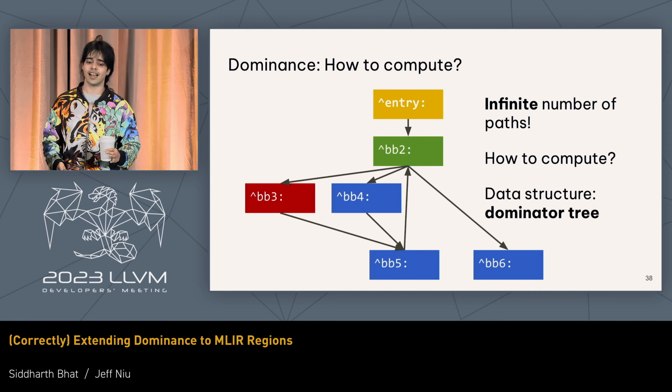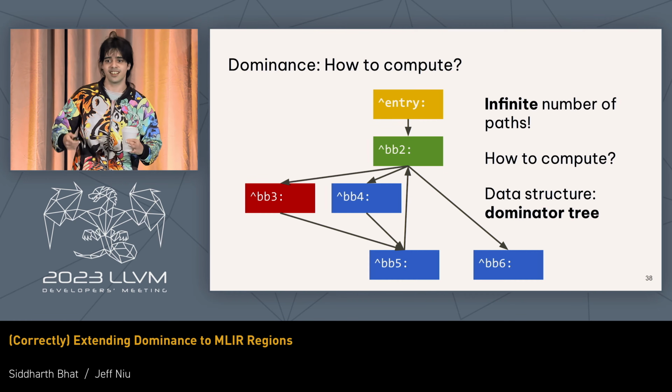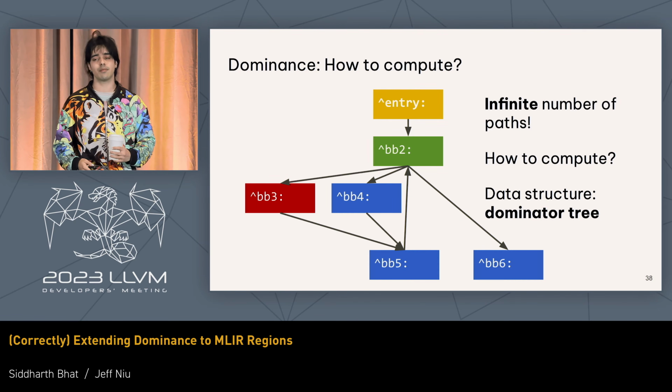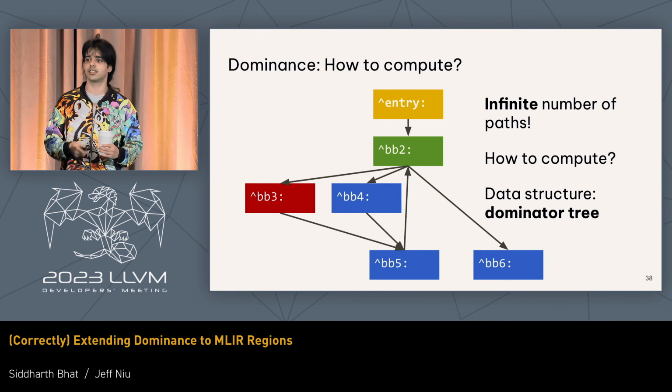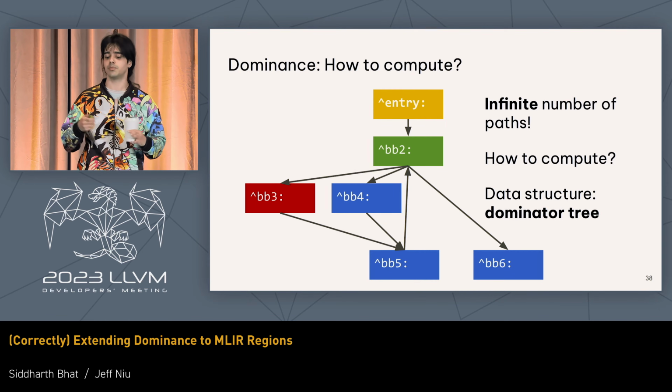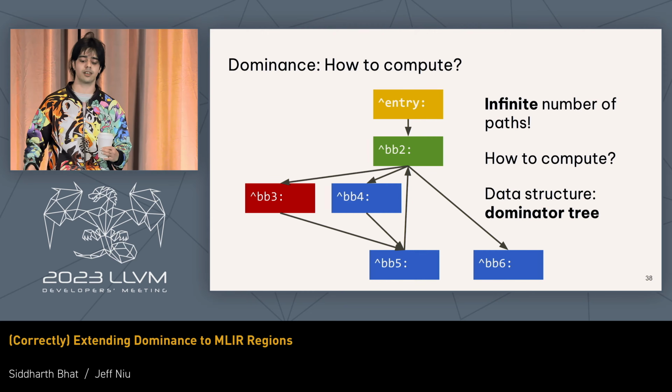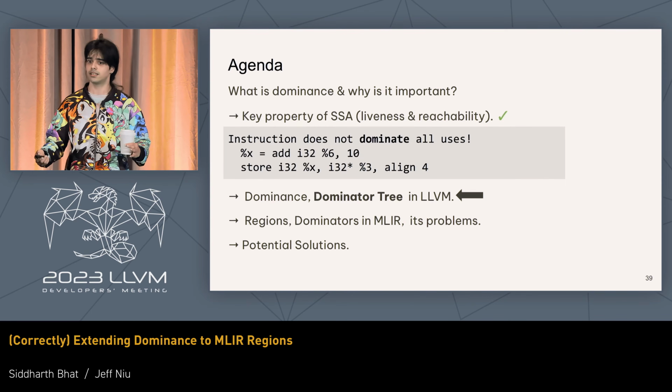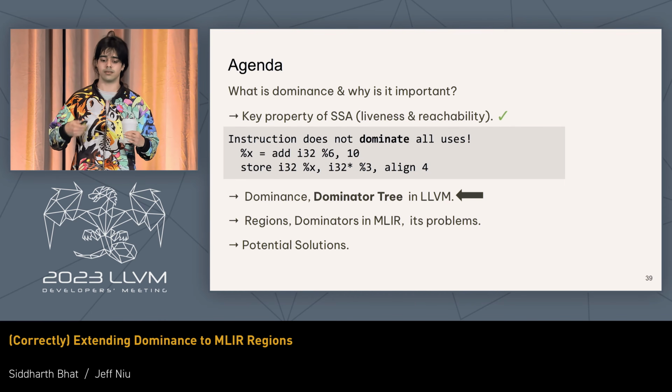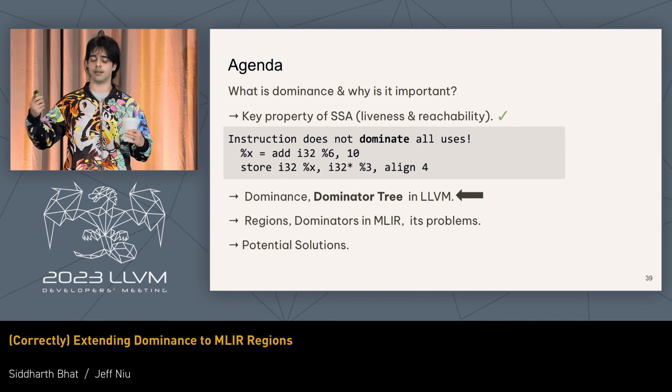So I'm not going to actually explain how we compute dominance. You're going to have to trust me that LLVM is capable of computing a data structure called a dominator tree, which represents this piece of information. So next I'm going to explain what a dominator tree is. And yeah, because that's what will be used eventually in MLIR.